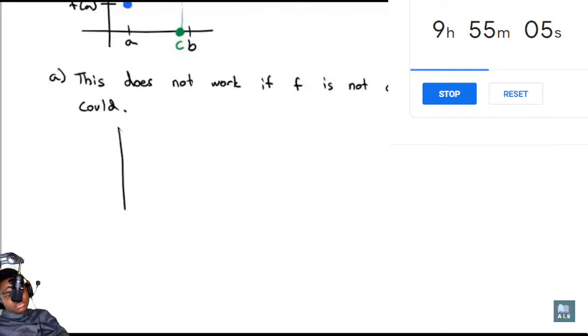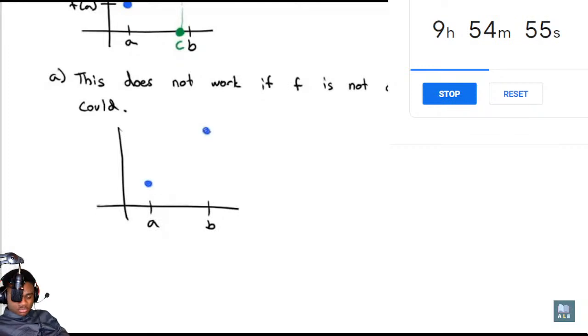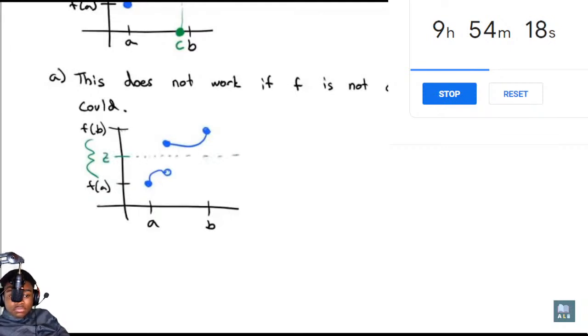So drawing a picture of what I mean by that. Here we've got A, here we've got B. So there's a point at A and there's a point at B. So we've got f of B and f of A. The intermediate value theorem says that I can pick any z in between f of A and f of B, as long as it's continuous. But if this function just kind of goes like this, and then there's a jump discontinuity, and it goes like that, notice if I pick a z right in the middle of that jump discontinuity, I do not get a solution.